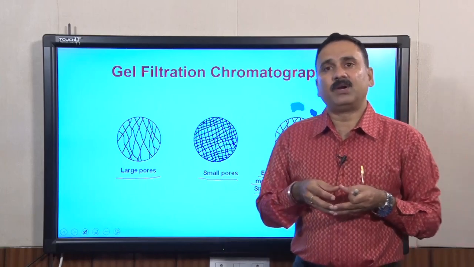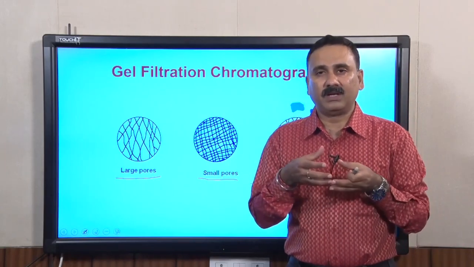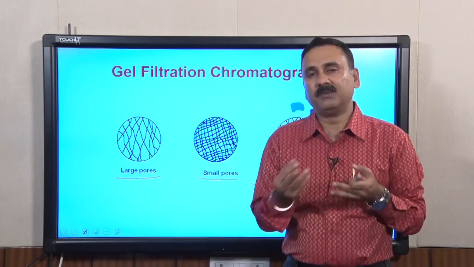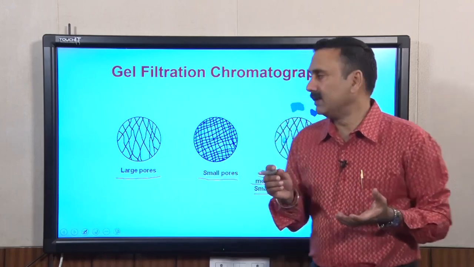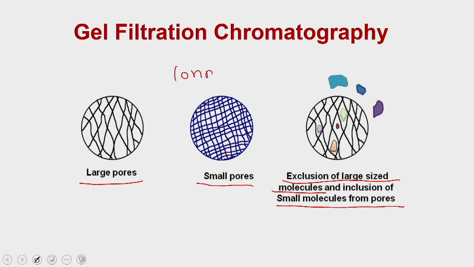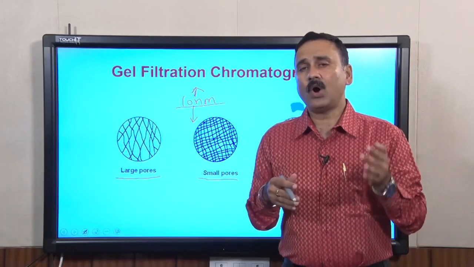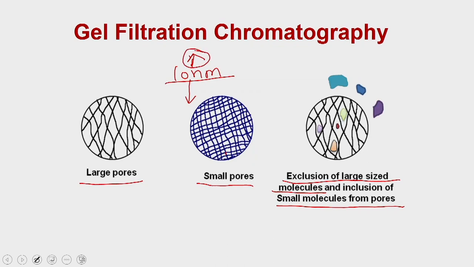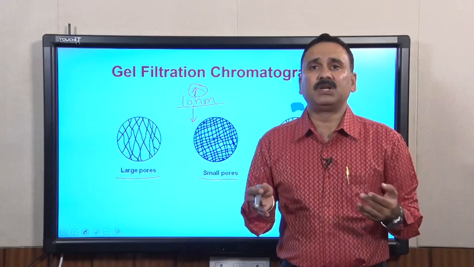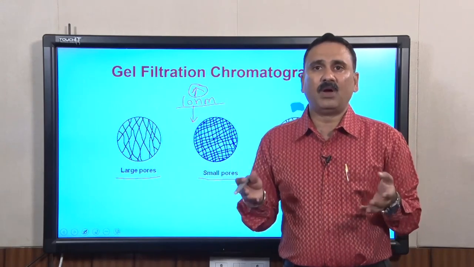That is why gel filtration chromatography is also called a reverse sieving technique; it does not follow the normal filtration principle. In normal filtration, suppose I am using a filter of 10 nanometer. The particles smaller than this are filtered out, whereas the particles larger than this are retained on the filter. In this case, if you have a bead of 10 nanometer, you are going to exclude or reject all the molecules larger than 10 nanometer, whereas you are going to retain all the molecules of smaller size. That is why gel filtration chromatography follows the reverse principle of sieving.